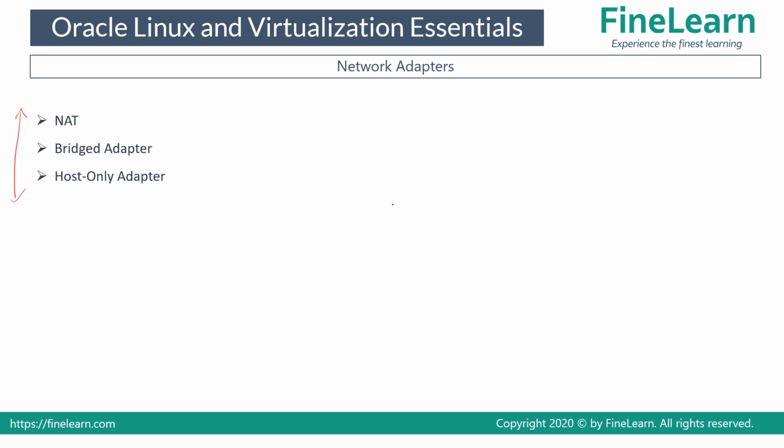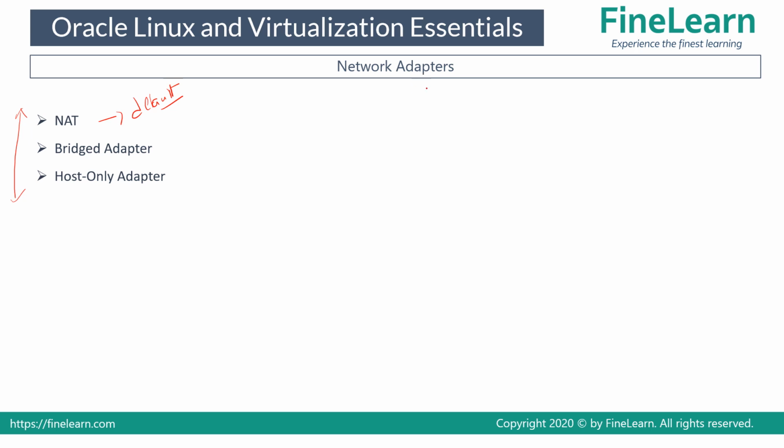So first, let us try to understand what is the NAT adapter. NAT basically stands for Network Address Translation. But remember, before we understand the concept of NAT, NAT is the default network adapter in the VirtualBox VMs. So if you do not change the default network configuration of your VirtualBox VMs, or if you do not add any additional network adapters, NAT adapter is the default network adapter that is there in VirtualBox.